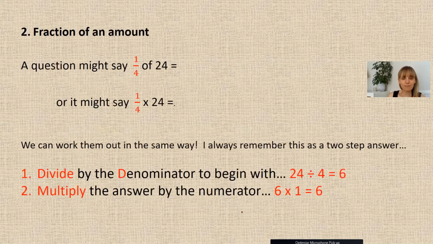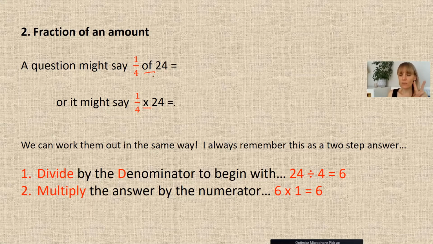Second tip, fractions of amount. Now I think we didn't quite get onto this before we went into lockdown, so I thought I'd go through it quickly again. Now, with these fractions of amount, you will find that sometimes a question might say, what is 1/4 of 24? And then you might have another question which says 1/4 times 24. Now, actually, this times and this of, it means exactly the same. You do exactly the same to work them out.